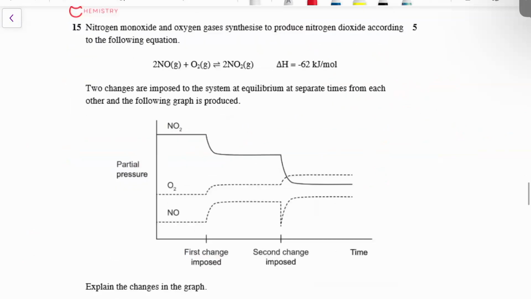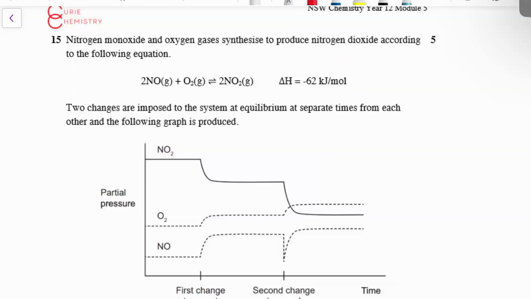15. Nitrogen monoxide and oxygen gases synthesize to produce nitrogen dioxide according to the following equation. 2NO plus O2 turns into 2NO2, delta H is negative 62. Two changes are imposed on the system at equilibrium at separate times from each other, and the following graph is produced. Explain the changes in the graph. This is a 5-mark question, so I want to structure my response carefully.